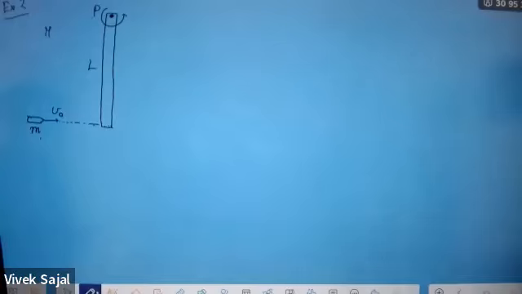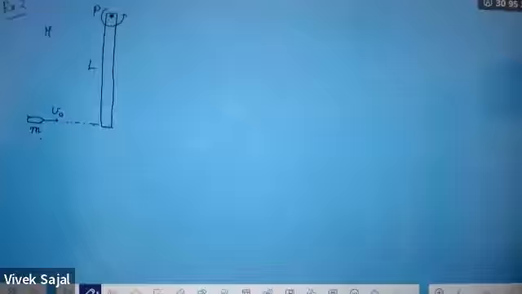A bullet of mass small m strikes with velocity v naught and sticks to it. Find the angular velocity of the system immediately after the collision.